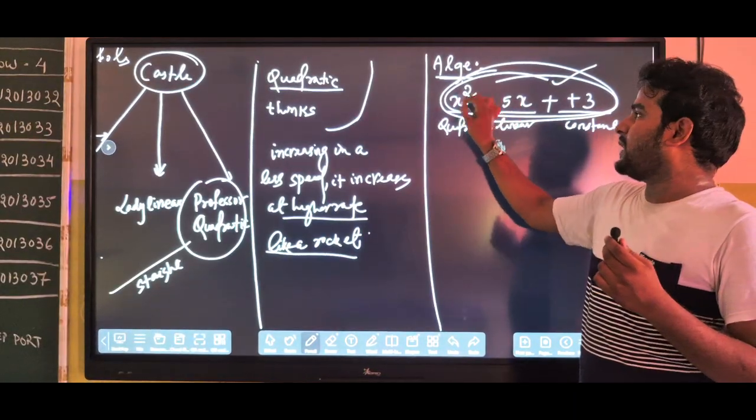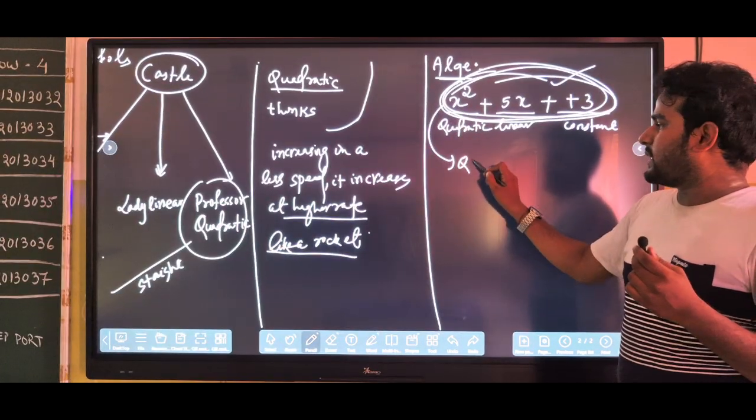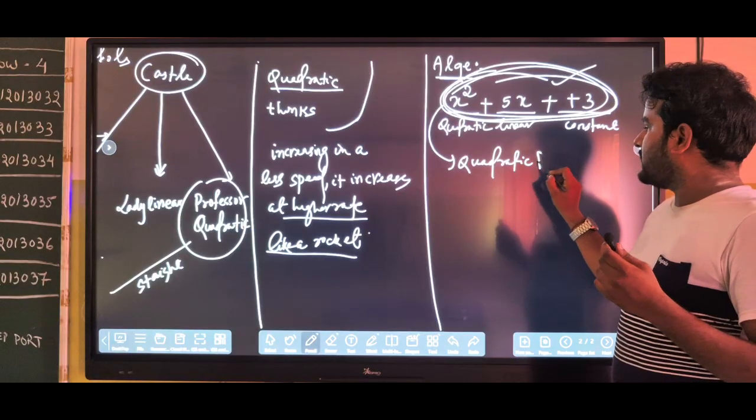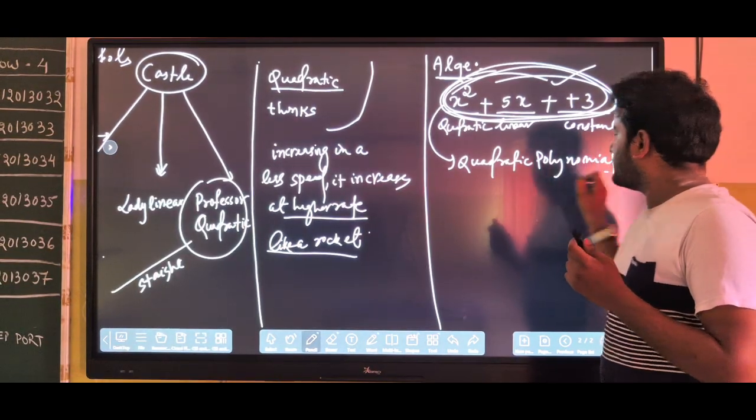This is what type of polynomial? From class 8 we have already understood it is known as a quadratic polynomial. So how is it a quadratic polynomial? It is named as per a particular term.